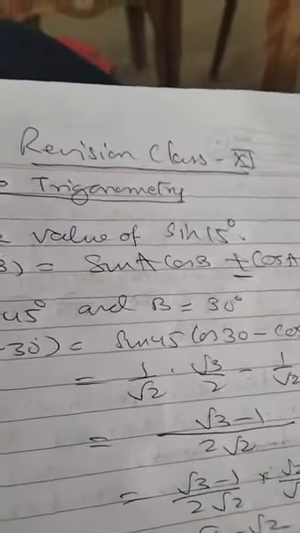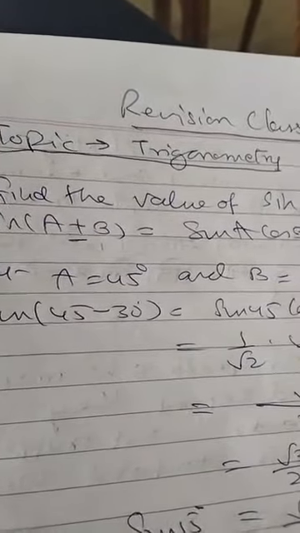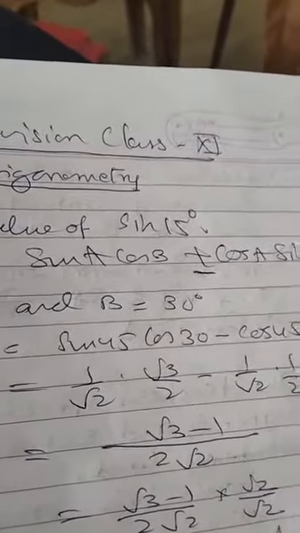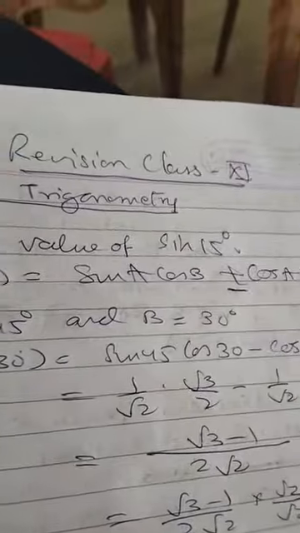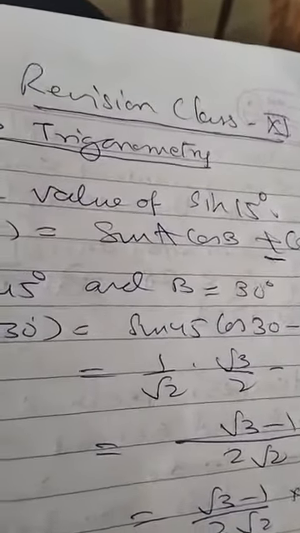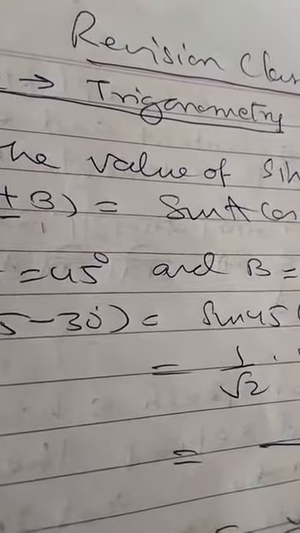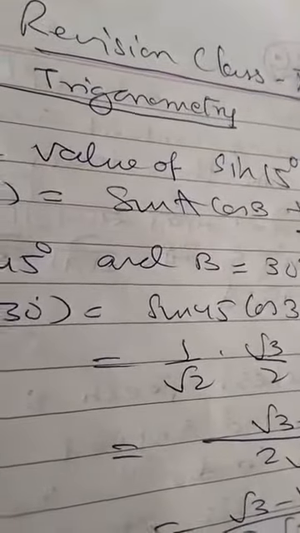Question number one is find the value of sin 15 degree. So we use the formula sin of A minus B, that is sin A cos B minus cos A sin B. How can we calculate that kind of value? We separate the degree into angles whose values we know.